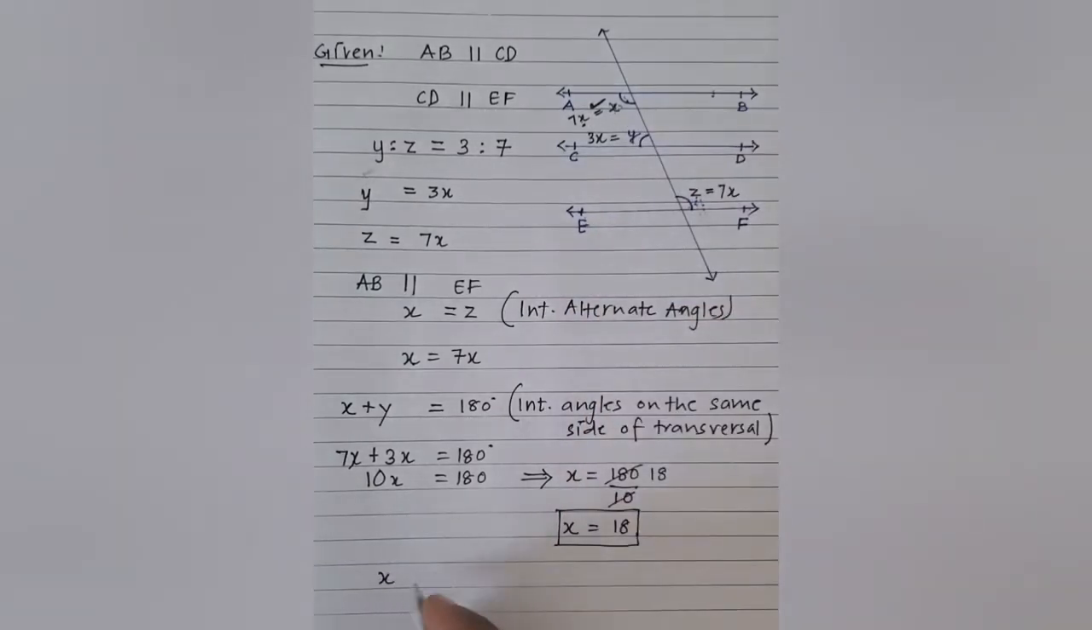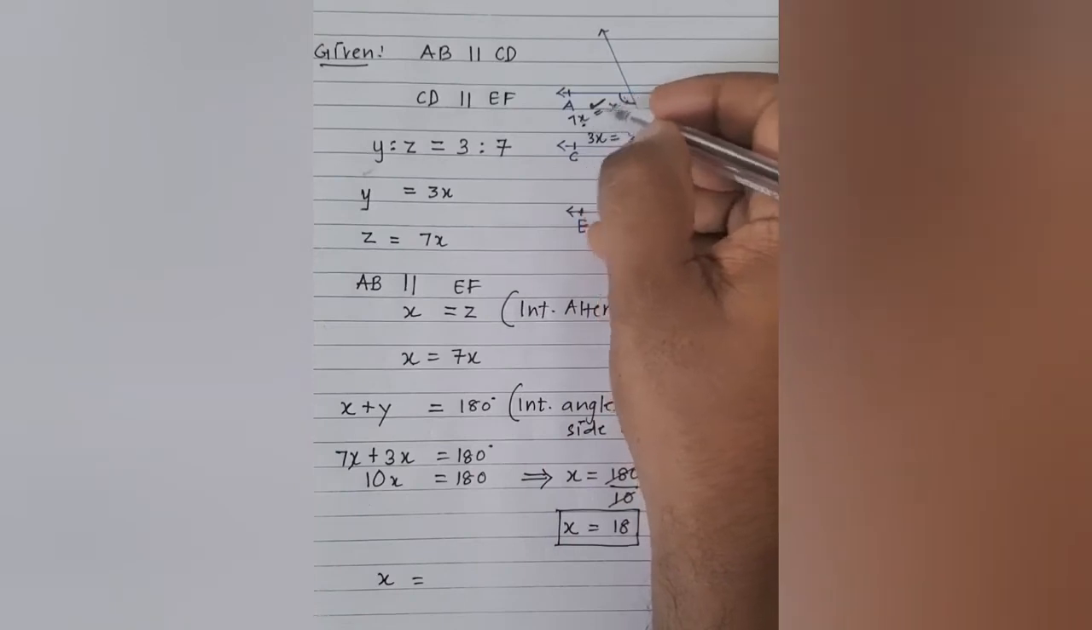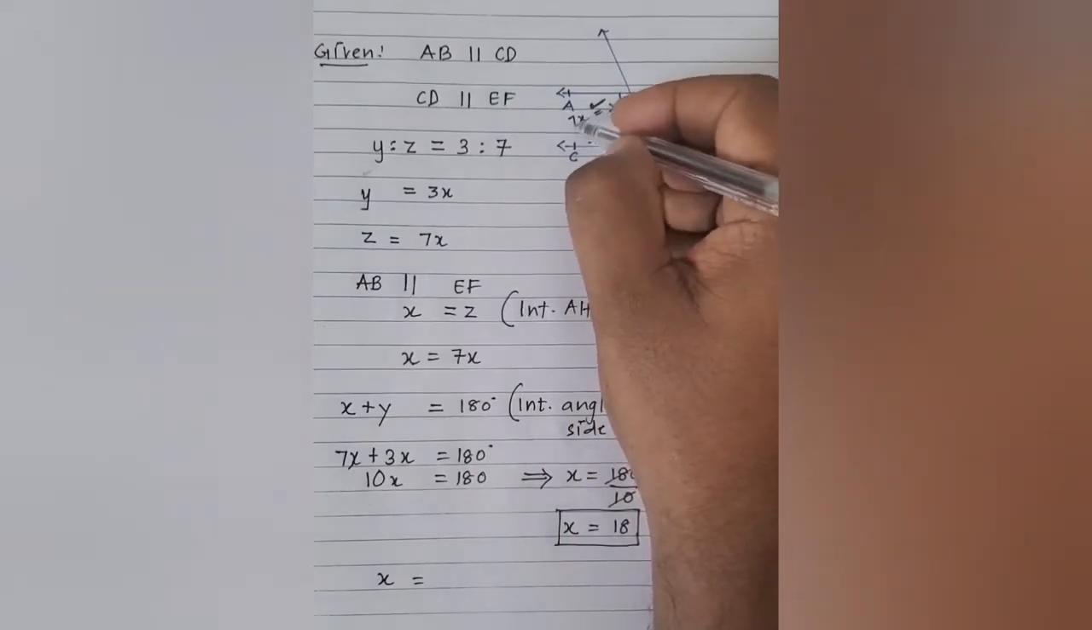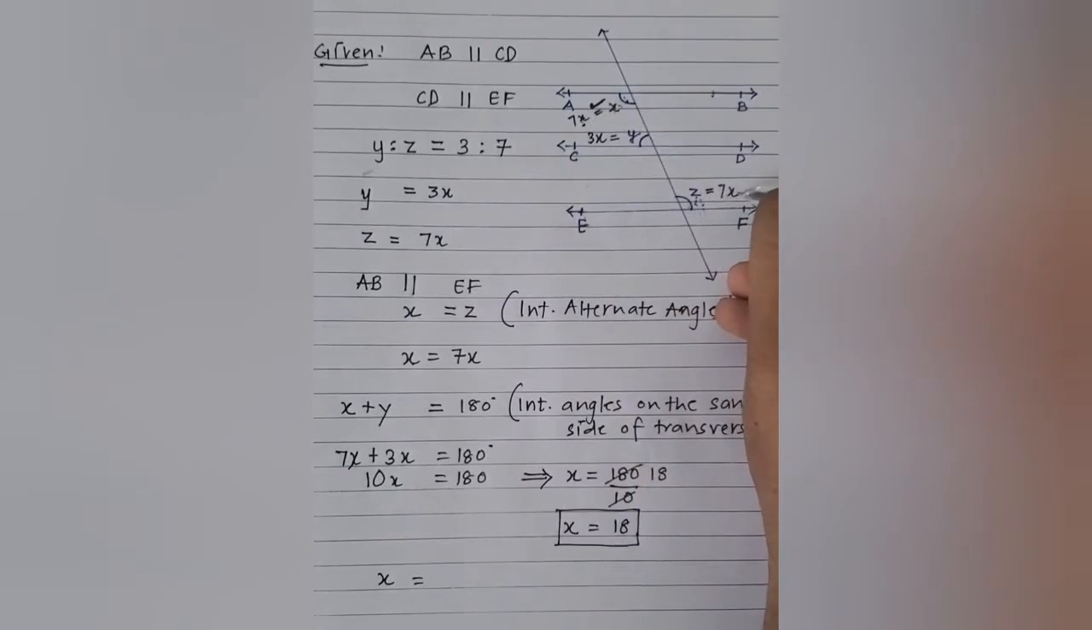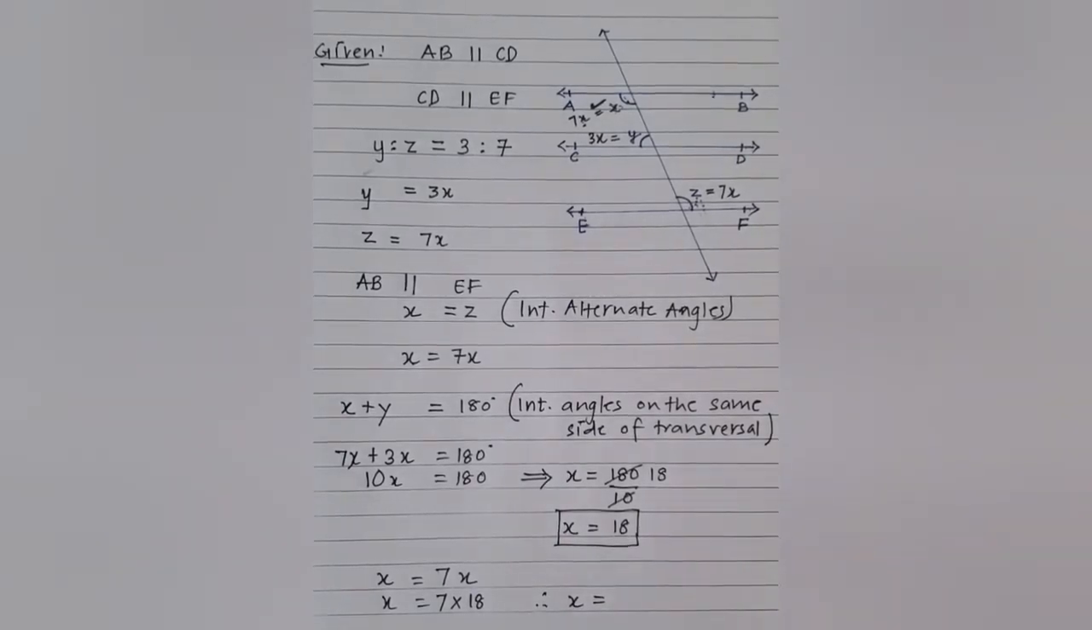So x is equal to, I could have actually used another alphabet so that you don't get confused with x and x. You could have taken it as 7m, 3m, 7m. So what is the value of m? m is equal to 18. So therefore x is equal to 7 into 18. Can you please find out what is 7 into 18? Yes, 7 into 18 happens to be 126.